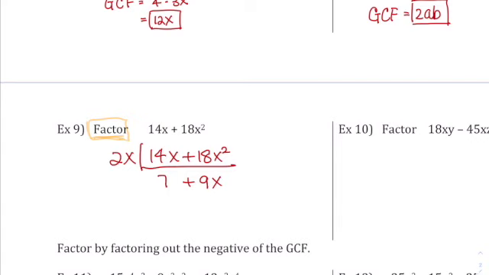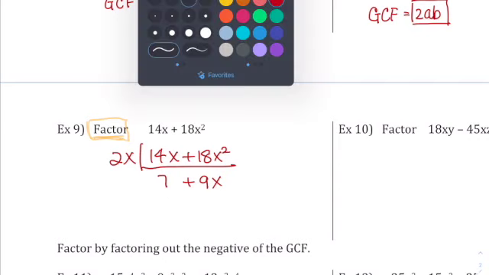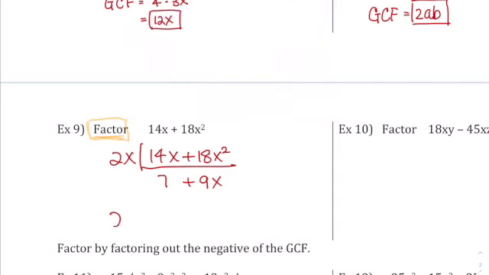Now, when you factor, you've got to make sure you write the factors on the side, which in this case is 2x right here. And then you're going to put the numbers on the bottom in a parenthesis, 7 plus 9x. It's done. That's the location of this: 2x goes right here, and 7 plus 9x goes inside the parenthesis.